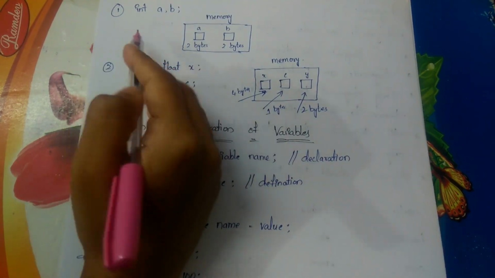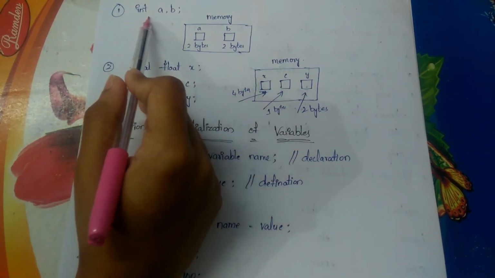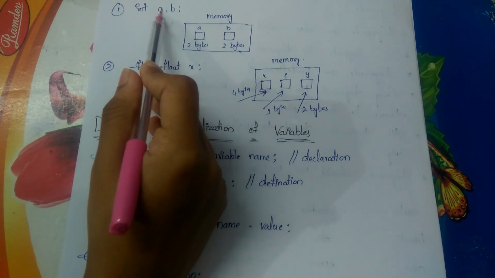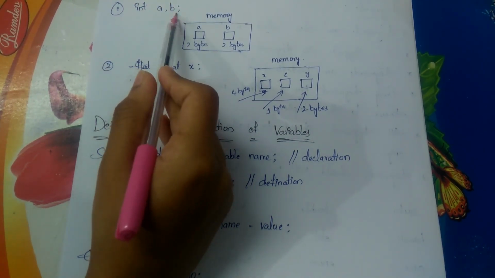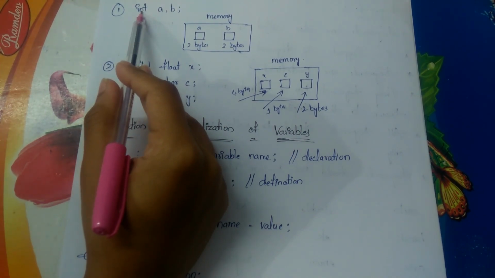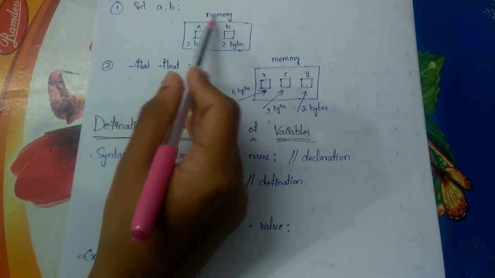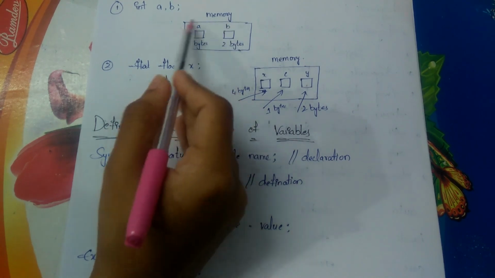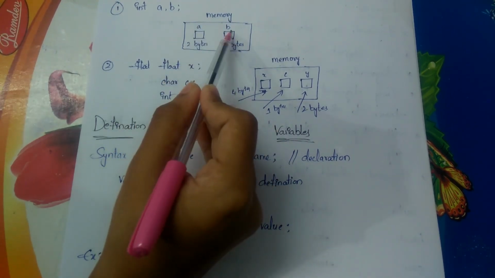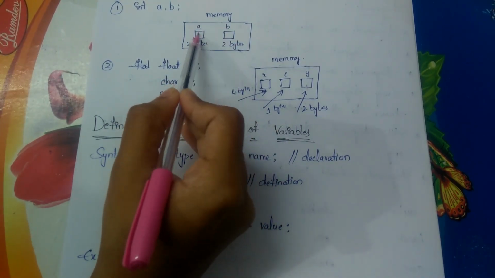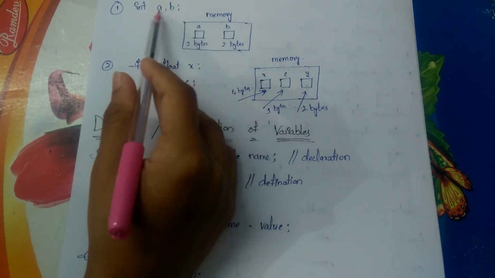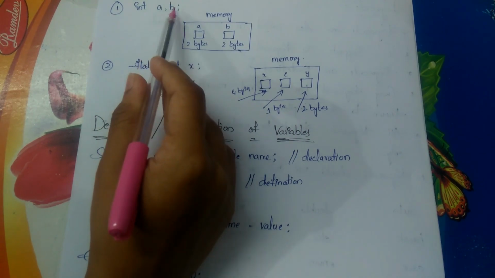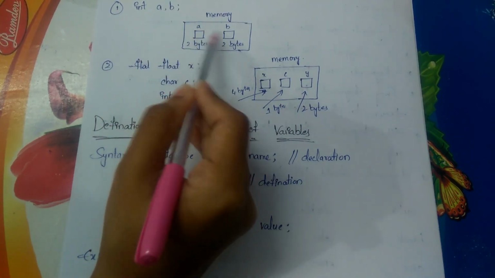Like the int data type, I am declaring variables a and b. So a is variable 1 and b is variable 2, ended with a semicolon. Now int is a data type, so immediately in the computer memory it creates a and b, and in these the value of a and the value of b will be stored. Here we did not give any values to a and b, so the block is empty.